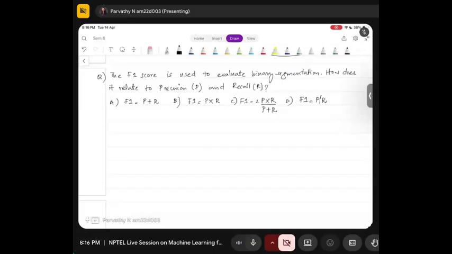Yeah. So F1 is 2 times P into R by P plus R. Precision is true positive by true positive plus false positive. That is, out of the predicted positives, how many are actually truly positive. And recall is true positive by true positive plus false negative. That is, out of the actual positives, how many are correctly predicted as true positive. So this is precision and this is recall. So F1 score is a combination of precision and recall.